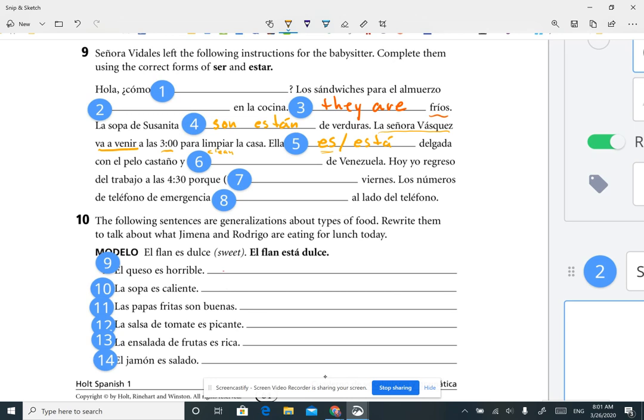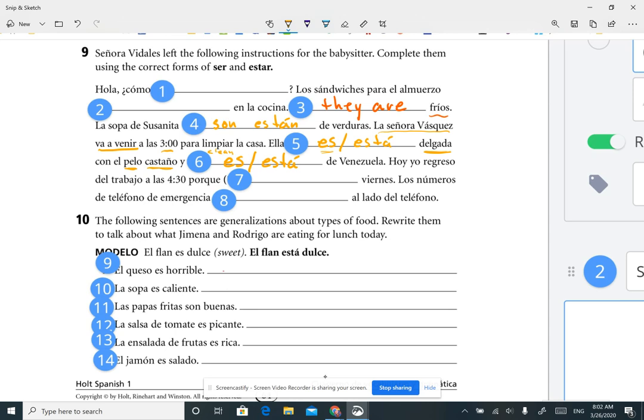So it says she is thin, con pelo, with hair that is castaño, dark hair. And she is from Venezuela. So our choices are either es or está. The ser verb would be es if it's talking about where she's from. Está, how she's feeling, would be the correct answer if that's what you're describing. So again, this one should be es.